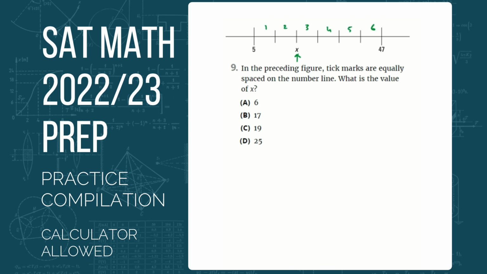We have 6 spaces, and the difference between 5 and 47 is 42. So 42 divided by 6 will give me the length of each space, which is equal to 7. So basically you have to add 7 to get every following number. So this will be 5 plus 7, which is 12, and 12 plus 7, which is 19. The value of x will be 19. So C is your correct answer.